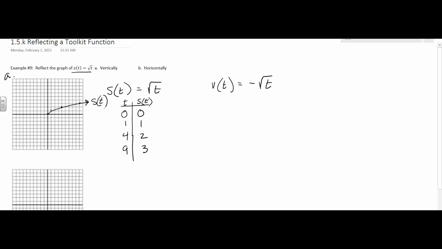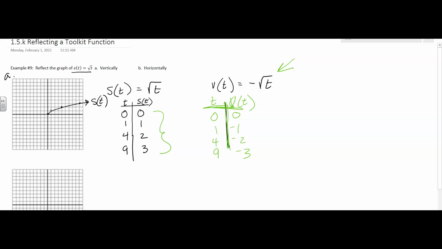Now when we go to do v of t, which I kind of am making up what I'm calling it here, this will be the reflection. So I put in t and I get v of t. Then I'm putting in the same 0, 1, 4, and 9, but all of these outputs are going to be the opposite. Now the opposite of 0 is still 0, but then we'll have -1, -2, -3. Because when you put your input in, you're going to take the square root and then you're going to take the opposite of it.